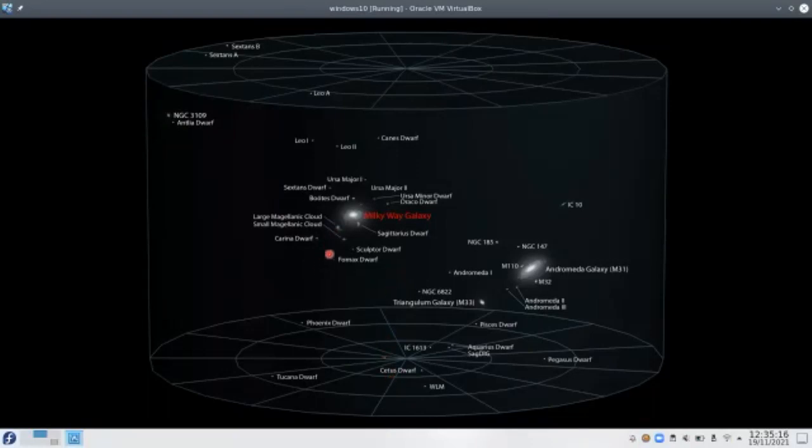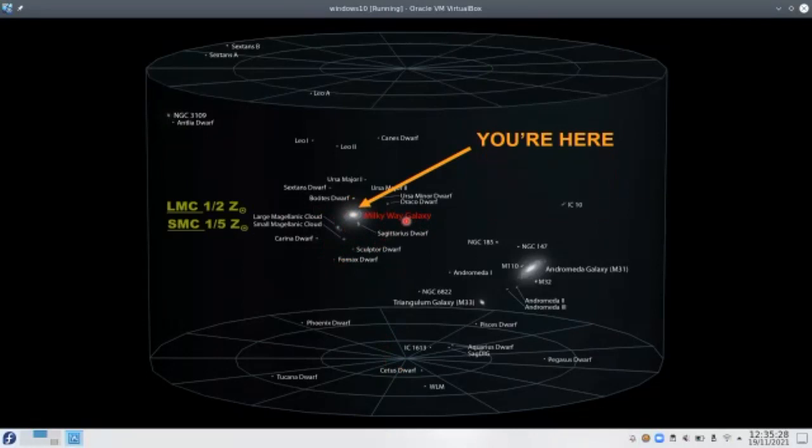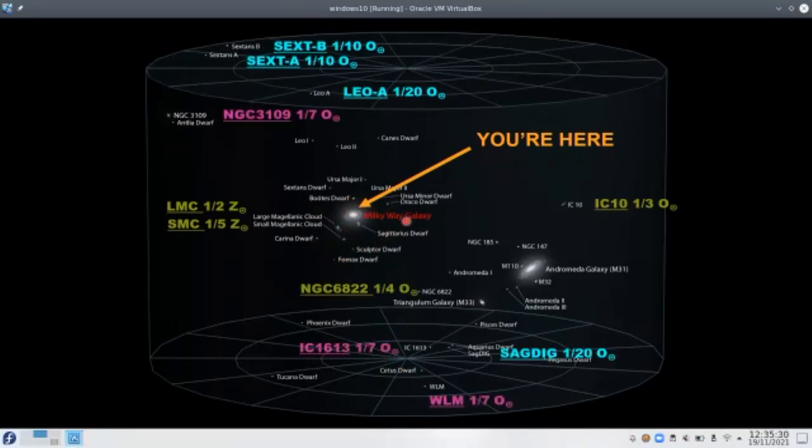So this is a map of the local group. This is the Milky Way. We are here. And this is the Large and the Small Magellanic Cloud. You see that they are very near the Milky Way. And if we want to study systems that have a poorer metal content than these galaxies, we need to go to the Sagittarius Dwarf Irregular, Leo A, Sextans A, Sextans B, and so on, which are very far from the Milky Way. And that's the reason why this field hadn't been explored before, because the Magellanic Clouds sit at the moment at our frontier of metallicity and distance.